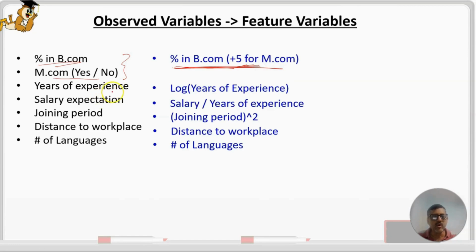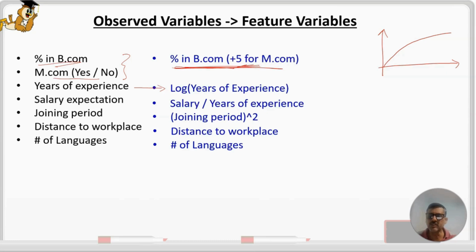Now, years of experience. Instead of years of experience, I am going to start using log of years of experience. And why am I doing that? Because any recruiter will tell you that as the number of years increases, the importance of the years of experience sort of goes down. So the curve may look something like this. It may not exactly be a log, but something like this.